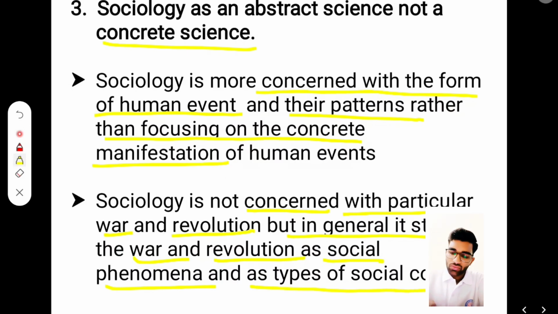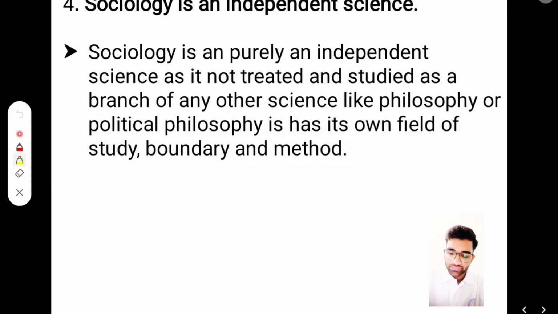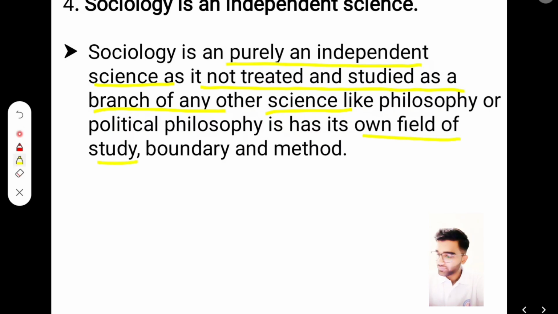Next, sociology is an independent science. It means sociology is purely an independent science, as it is not studied as a branch of any other science like philosophy or political philosophy. It has its own field, study boundaries, and methods.